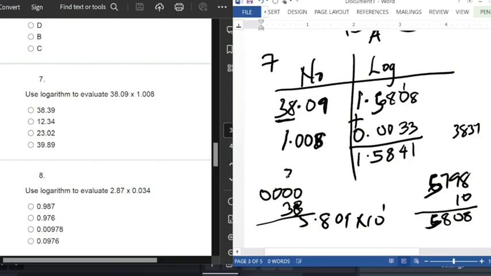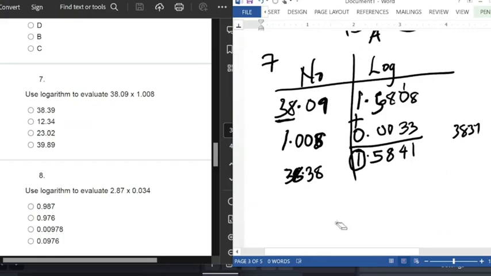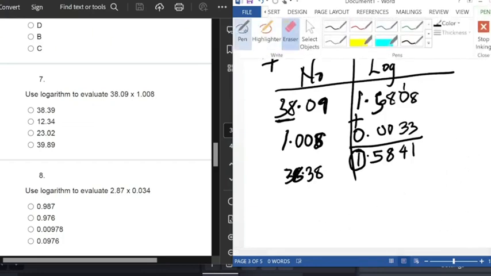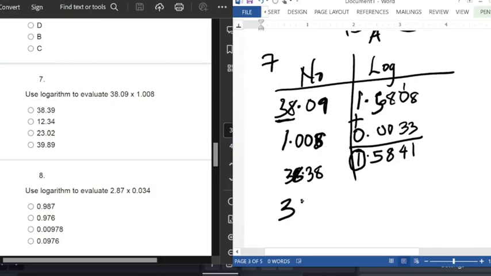That gives us 38, 38. So what we're going to do now is, because the characteristic that we have here is 1, we add 1 to it to give us 2. So we now count 1, 2 and put our decimal point between 8 and 3. So that's going to be our answer. Our answer will be 38.38.